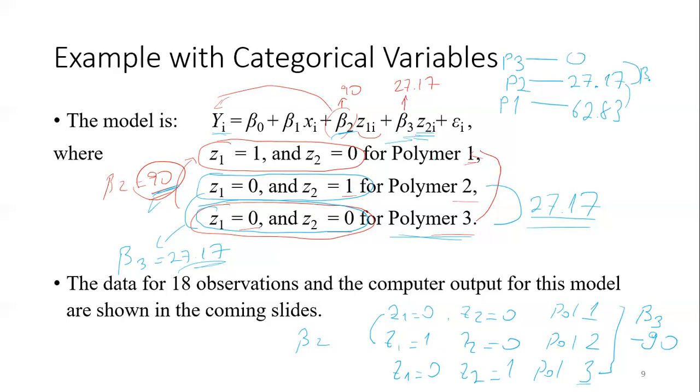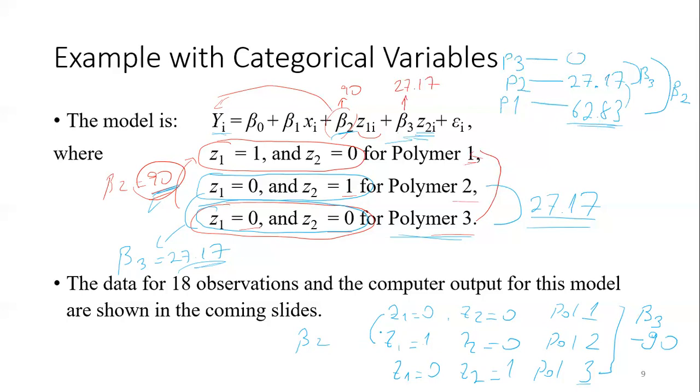Is it beta 3, right? And from polymer 3 to polymer 1, this is beta 2. And between polymer 1 and polymer 2, the difference is 62.83. Okay, so this is the difference between polymer 1 and polymer 2 in favor of polymer 1.